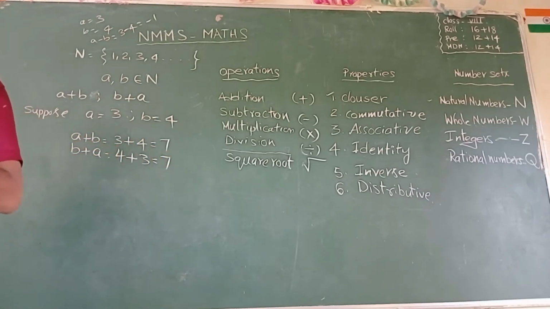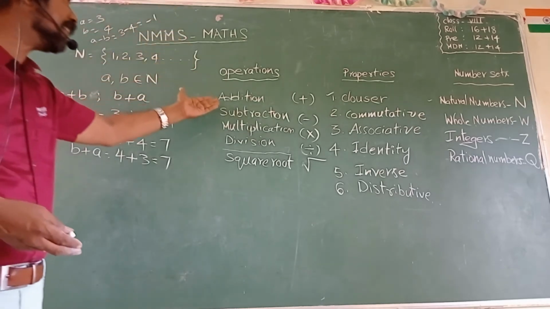If you take any two numbers A, B from one set, and if you perform the operation A added to B or B added to A, if you get the same answer, then we say it is commutative under that operation in that set. And so that operation is addition.